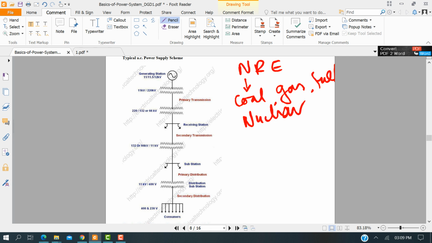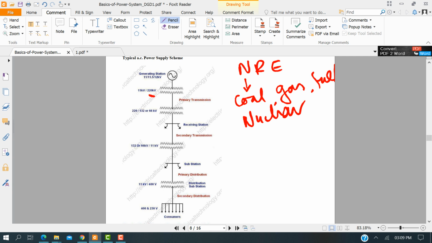If the size is bigger than the natural resource, the raw materials would be higher, so it will burn more, and the reserve will go down. Typically it is kept at 11 kilovolt, and then this is the three-phase step-up transformer, 220 kilovolt.